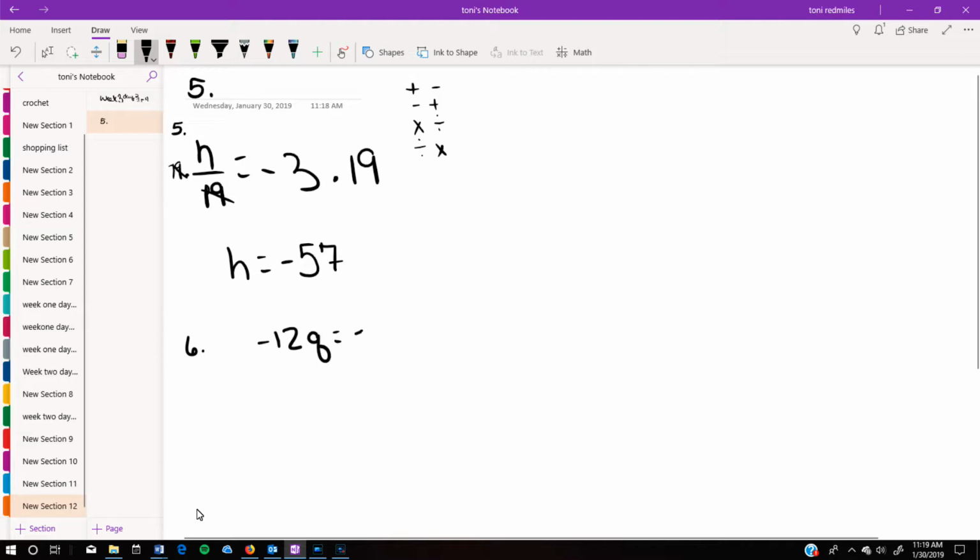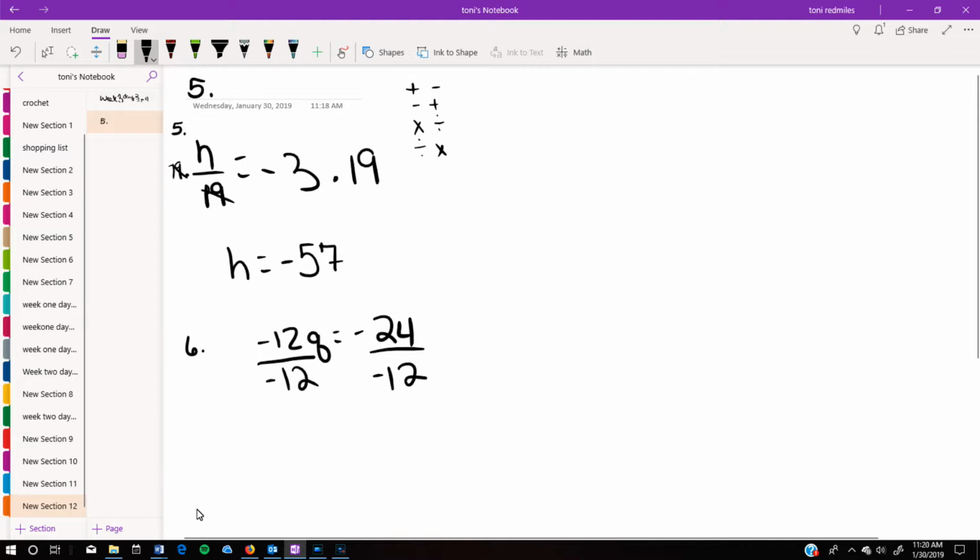I hate P's and Q's. They turn into numbers for me very easily. They look like 8s. Okay, so I have to ask myself, what is this negative 12 doing to the Q? It's multiplying. Opposite operation is division. What I do to one side, I have to do the other side.